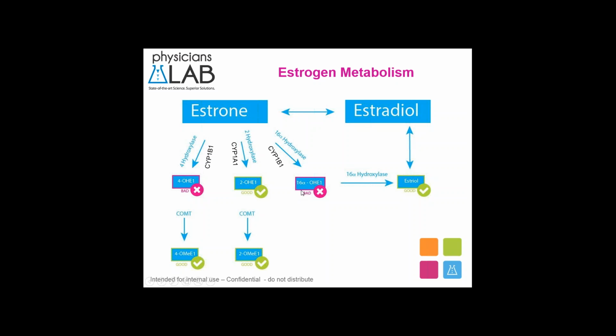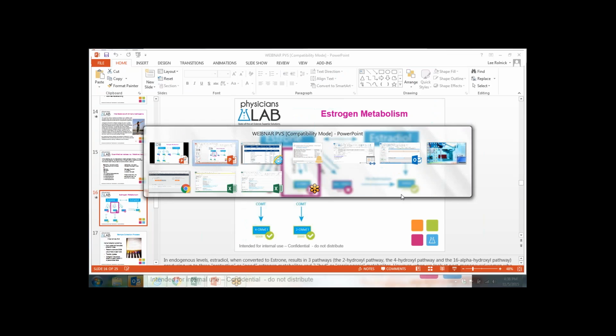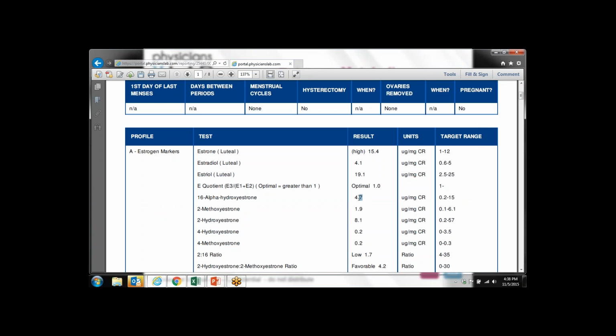The other saving grace for 16-alpha-hydroxyestrone is not only does 2-methoxyestrone protect the tissue against rapid tissue growth and protect the tissue against 4-hydroxyestrone, but it converts into estriol. And when I see a 16-alpha-hydroxyestrone that's elevated, but also an estriol that's elevated, like my own results, going back to my own results, I see a 4.7 in my 16-alpha-hydroxyestrone. Now, this is not an elevated level in a vacuum by itself because my reference range is 0.2 to 15.